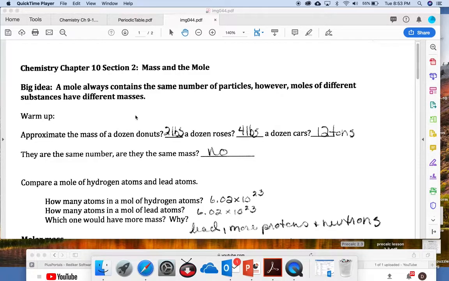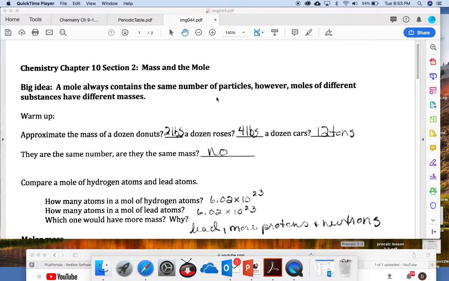In Section 1, we talked about the mole and how many particles. In Section 2, we're going to relate a mole to its mass. The big idea is a mole always contains the same number of particles. However, moles of different substances have different masses.